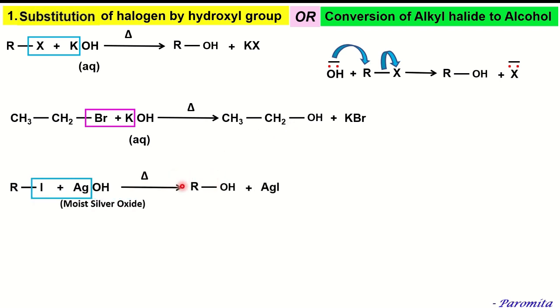Similarly, we can also get alcohol ROH from alkyl halide. Here we have alkyl iodide, reacting with moist silver oxide, which is represented as AgOH. So RI plus AgOH will give you ROH plus silver iodide. So we can convert alkyl halide RX to ROH either by using aqueous KOH or aqueous NaOH or moist Ag2O.